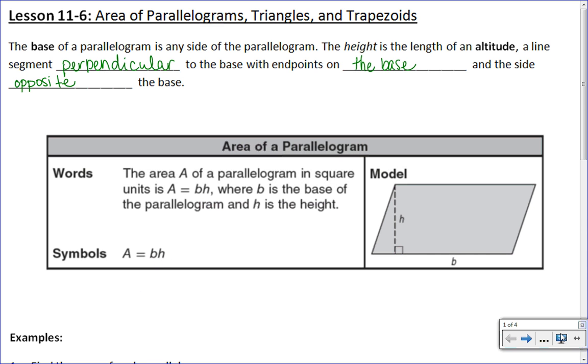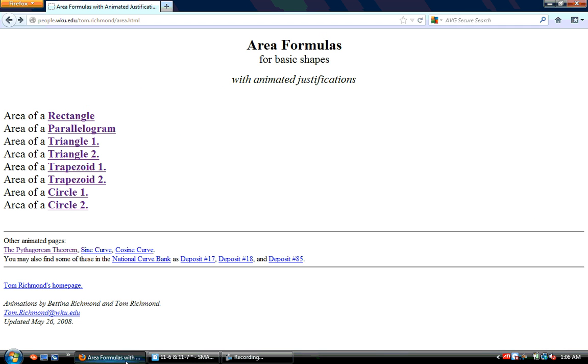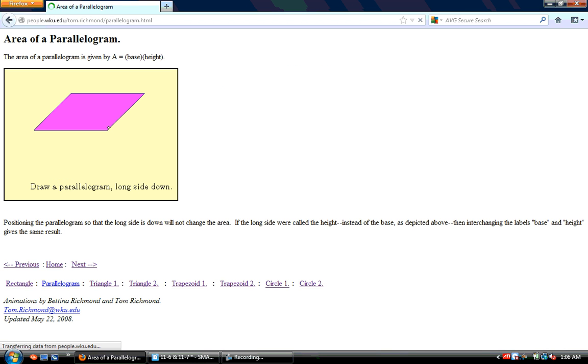And to make that a little easier to see why that makes sense, and also to see what the base and the height are in a parallelogram, let's take a look at this. Okay, so you can see we have a parallelogram. Here's the altitude, or the height. And then we can take that piece of the parallelogram and slide it over, and that makes a rectangle. And again, you can see the base and the height.